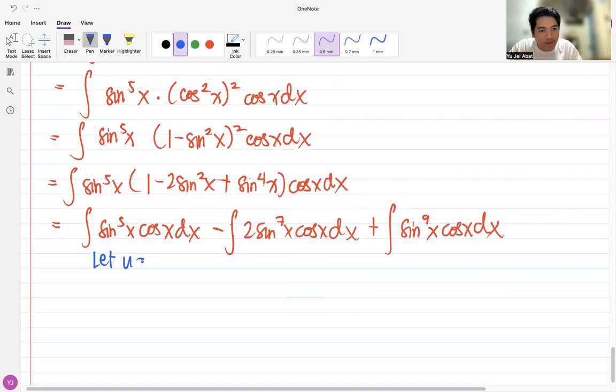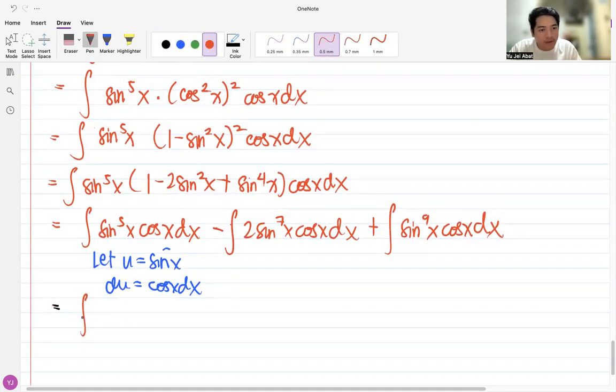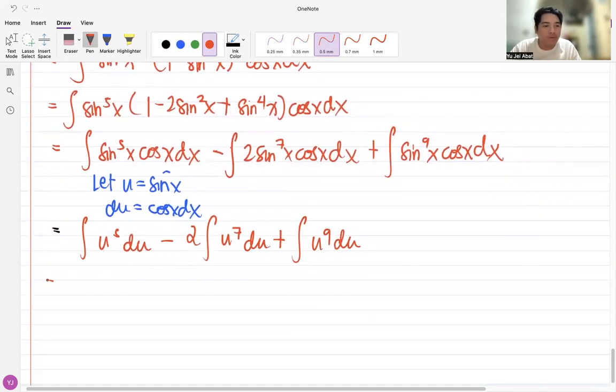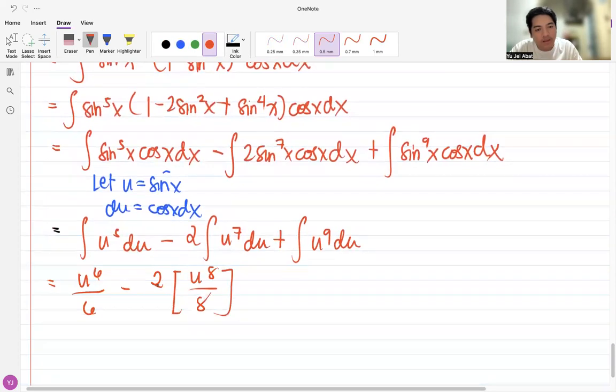So if we let u as sine of x, then the du would be cosine of x dx. It's the same for all. So what are we going to do here? We have u raised to 5 du minus 2 integral of u raised to 7 du plus integral of u raised to 9 du. So it's all power rule. So you have u raised to 6 all over 6 minus 2 u raised to 8 all over 8. Cancel. This will be 4. 2 all over 8, that's 1/4. Plus we have u raised to 10 all over 10 plus c.